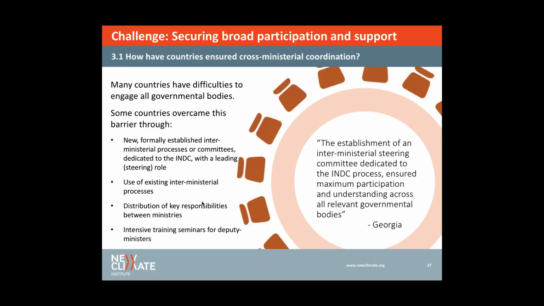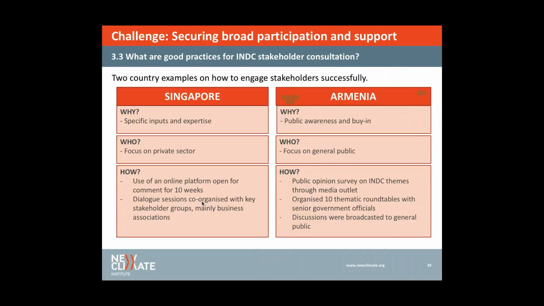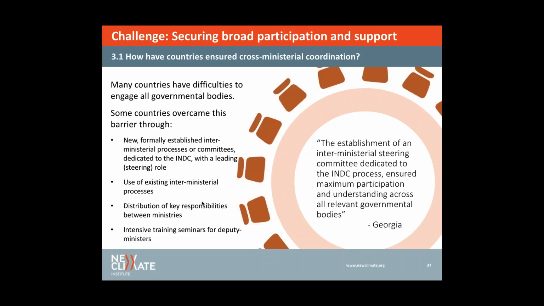General things that countries have done is, well, either to form a new body or use an existing one that is already there. If they don't have it, then they have formed a new one. Or they have distributed key responsibilities between the ministries, which helps to see who's responsible in the end. And finally, there's intensive training of those involved that take the decisions in the end, so that one can be ensured that this process works well. Those were the few things that countries have done to ensure cross-ministerial coordination.